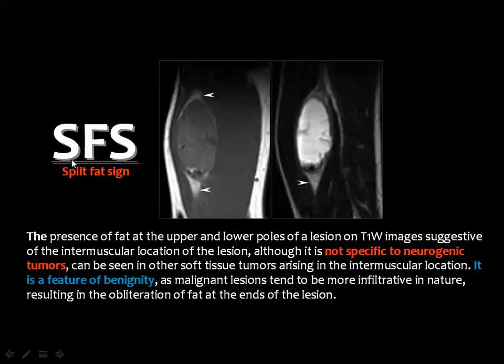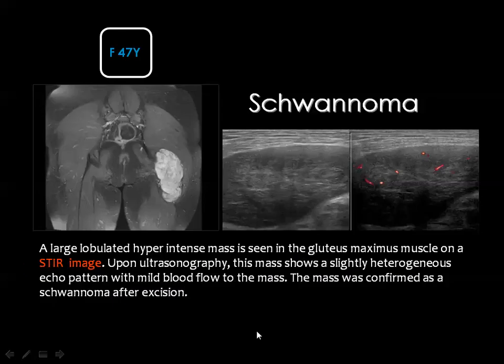Then the split fat sign is the presence of fat at the upper and the lower poles of the lesion. This is not specific to a neurogenic tumor. It is a feature of a benign lesion. And you see this is a well circumscribed lesion with fat above, fat below, and this may help you to think of a benign lesion, and a fibroma, a neurofibroma and schwannoma are included in the differential diagnosis.